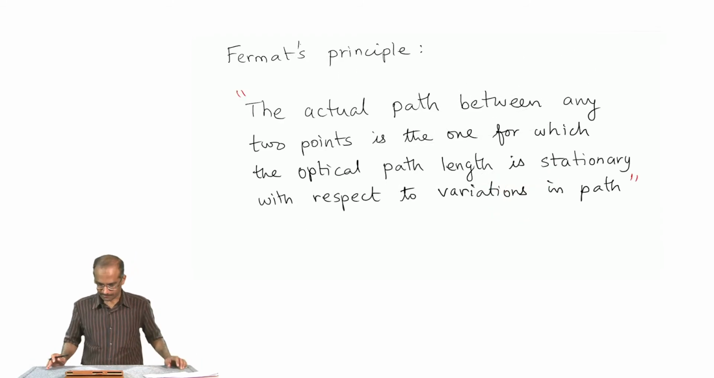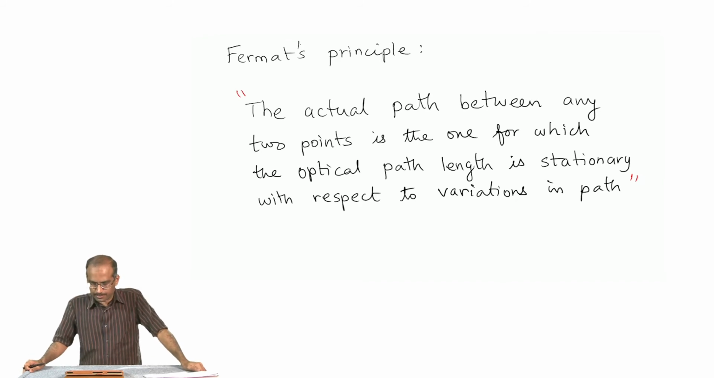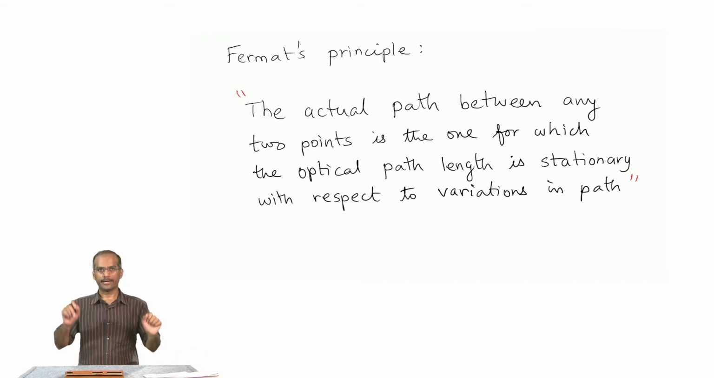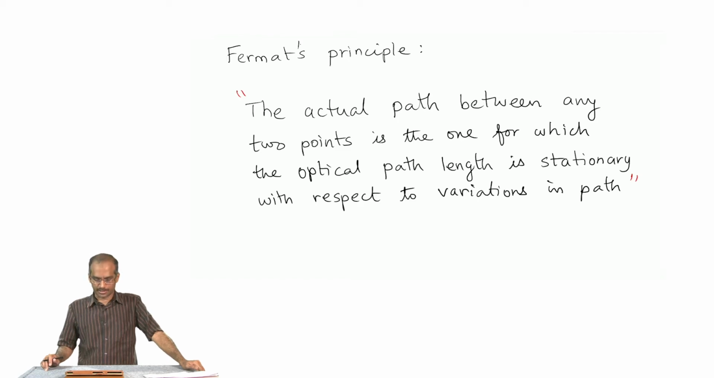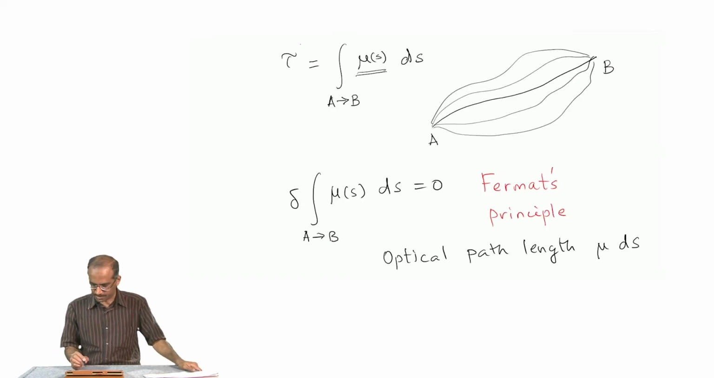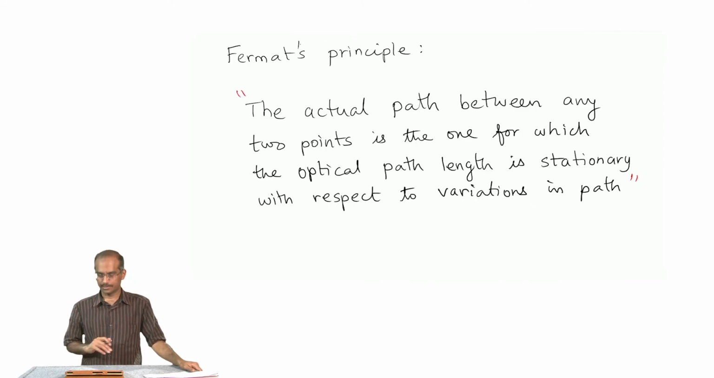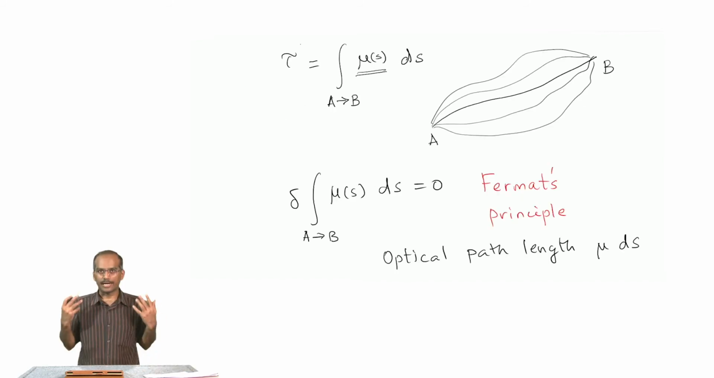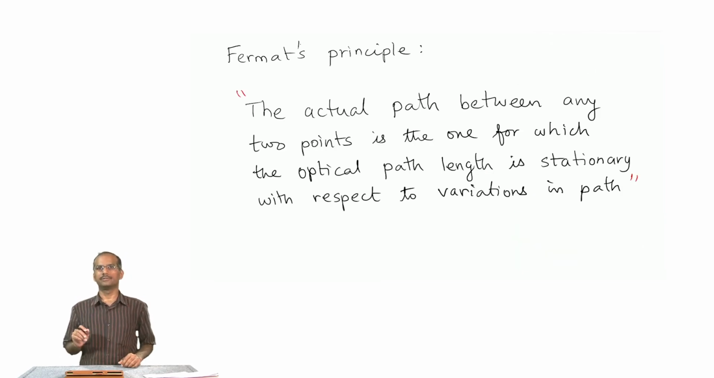So, here is Fermat's principle written out for you. The actual path between any 2 points like A and B that we had drawn in the previous slide is the one for which the optical path length is stationary. You would see that mu ds represents the optical path length. This quantity is stationary with respect to variations in the path. So, the light actually takes that path for which the optical path length is an extremum.